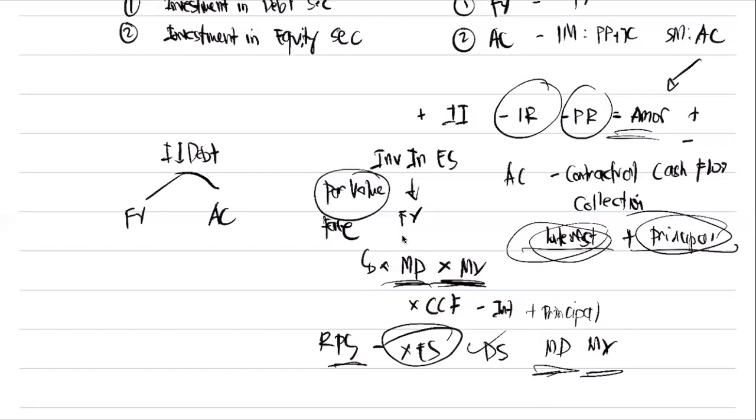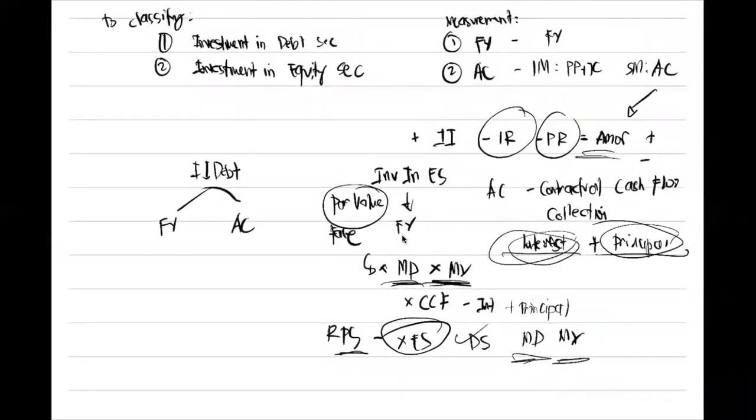So here is our class. These are our classifications. First, we classified it according to the nature of the investment based on the definition of a financial instrument. We have your investment in debt securities and investment in equity securities. And then we also classify it in accordance to your measurement. We have your fair value. It is initially and subsequently measured at fair value. And then for amortized cost, initially measured at purchase price plus transaction cost, and subsequently measured at amortized cost.